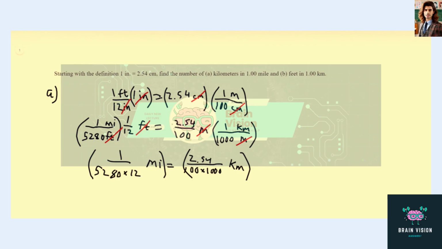Okay, so what I'm going to do is I'm going to turn this into 1. I need to multiply by the reciprocal. So I'm going to multiply by 5,280 times 12 over 1. And we'll see again that this all cancels out. So we're just left with 1 mile.